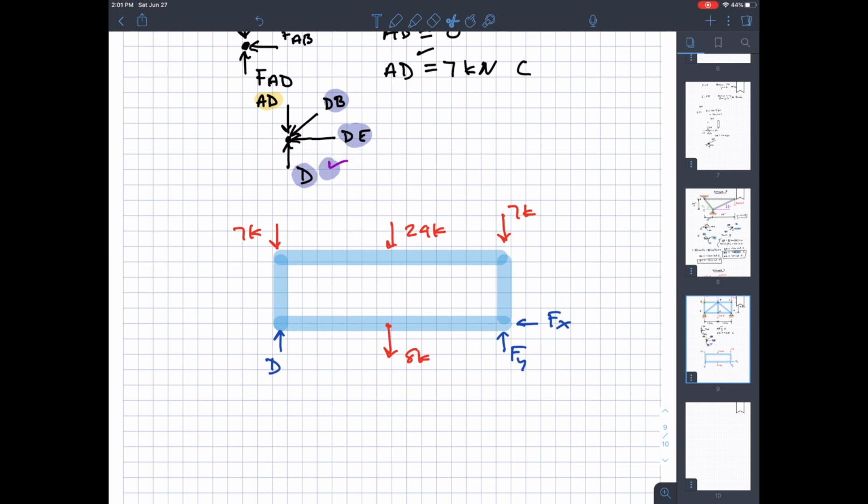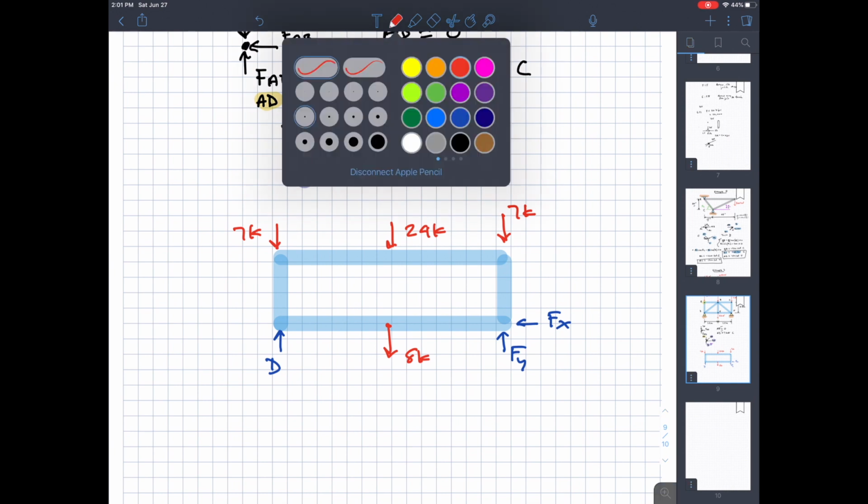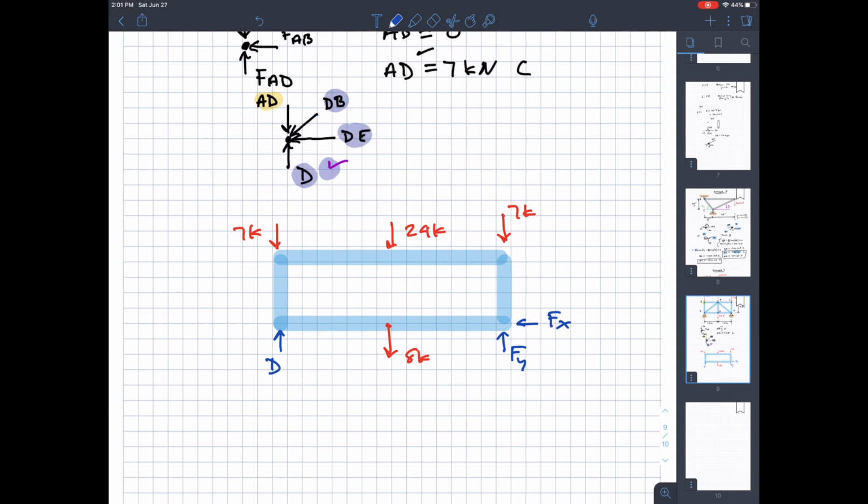Okay, so this is a static equilibrium problem like we did last week. We can do sum of forces in the x direction, and when we do that, we get that Fx is equal to 0.